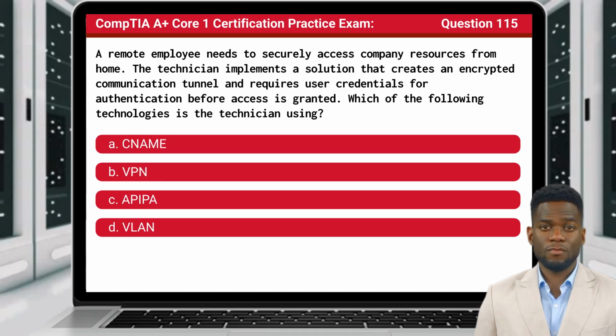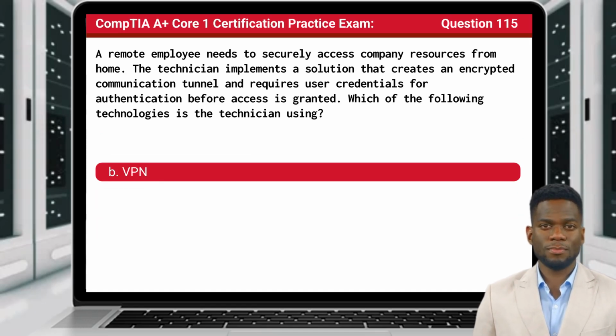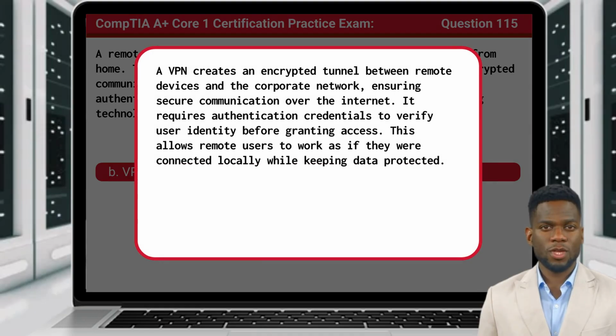The answer is B. VPN. A VPN creates an encrypted tunnel between remote devices and the corporate network, ensuring secure communication over the internet. It requires authentication credentials to verify user identity before granting access. This allows remote users to work as if they were connected locally while keeping data protected.